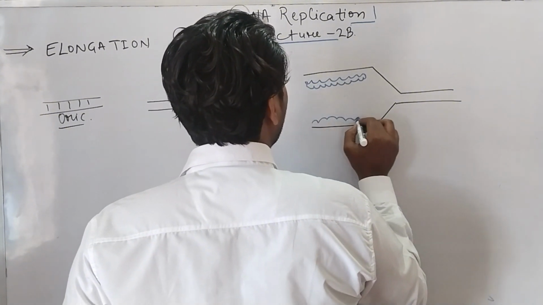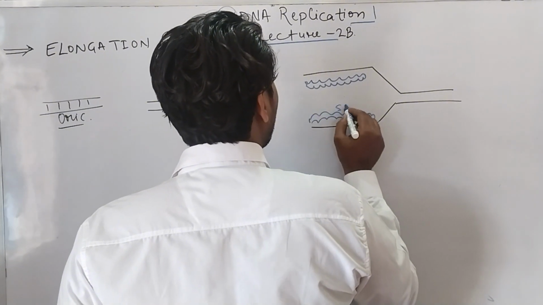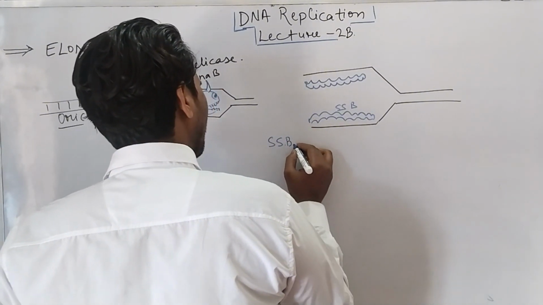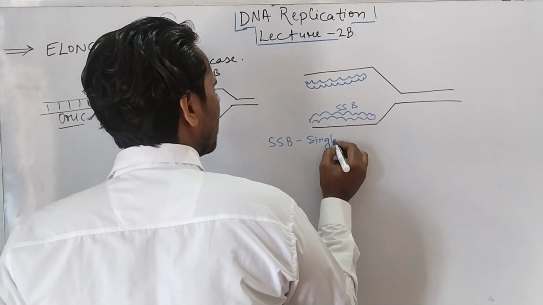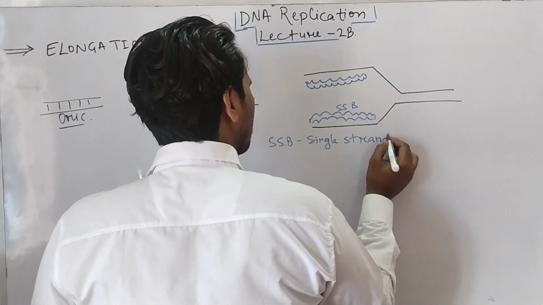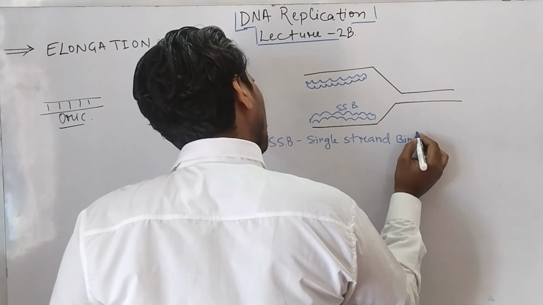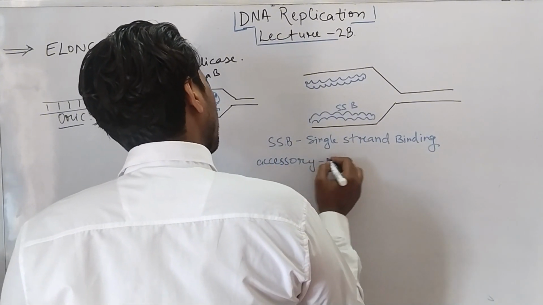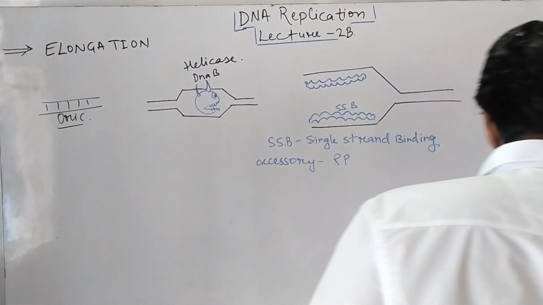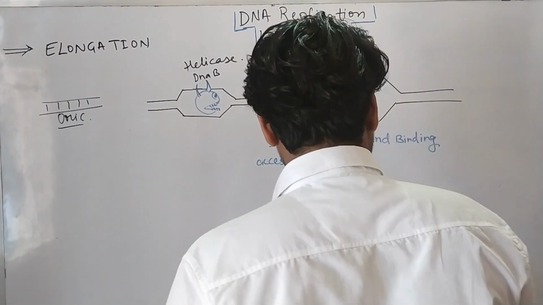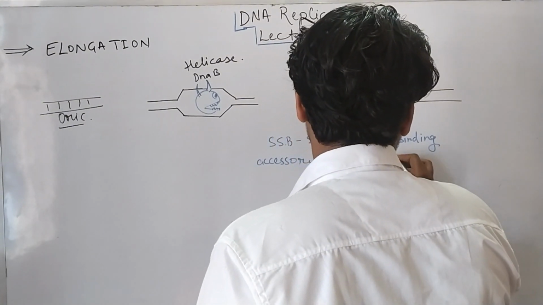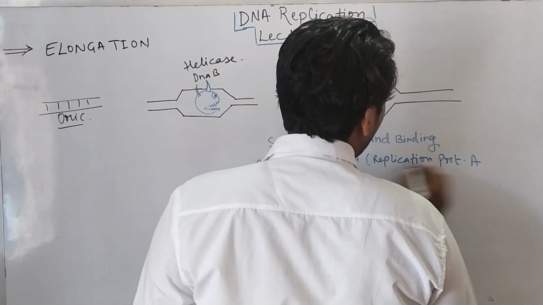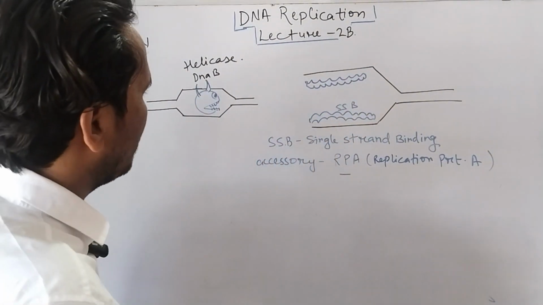Okay, this is the SSB protein. What is SSB? It is a single strand binding protein, and it has an accessory protein called replication protein A. So this replication protein A is there, which is helping the single stranded binding protein.